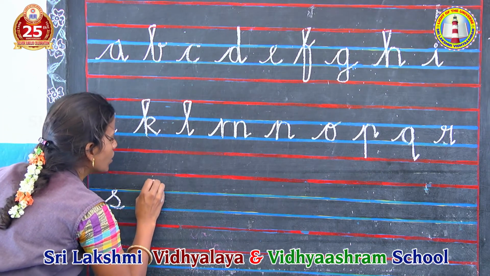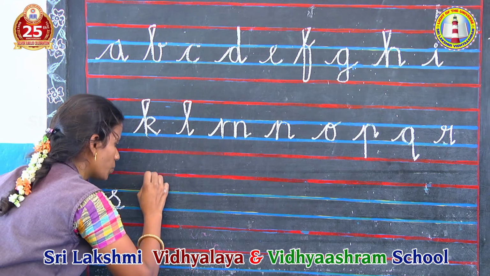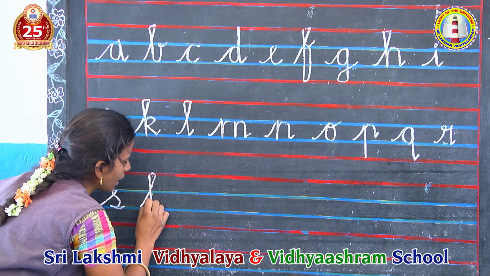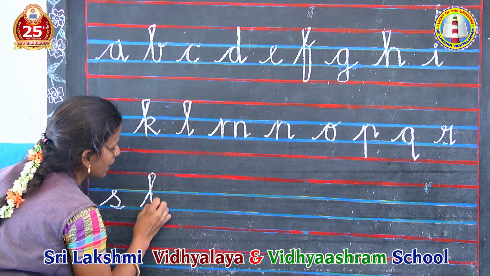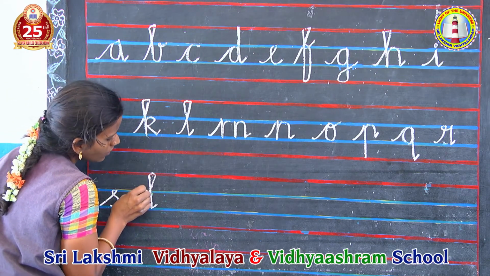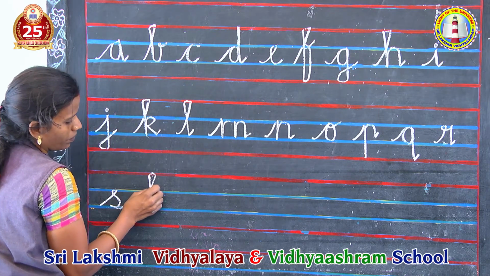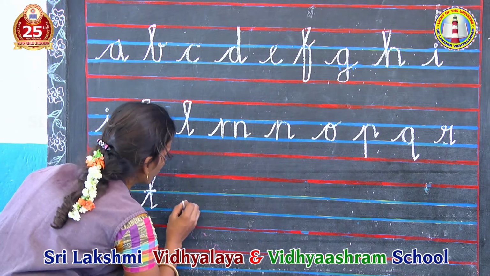Draw a stroke line and then top of the small curve and then standing line and then small slanting line and then make a sleeping line middle of the line. Next we write the letter U.